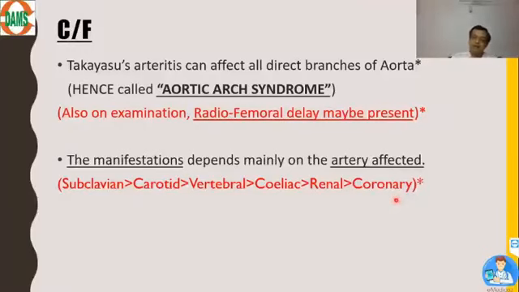Okay, we'll write it down step by step. Again, now that we have dealt with these same points, we are going a little fast. Manifestation depends upon the artery affected. We have written from most common artery affected to least common artery affected. Most common is subclavian, least common is the coronary.